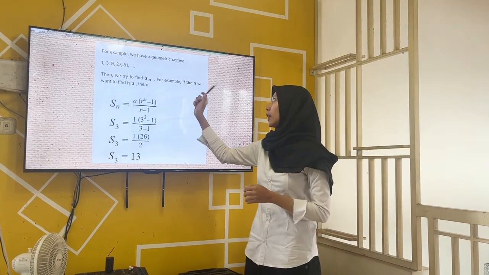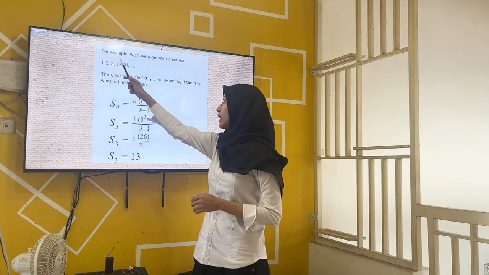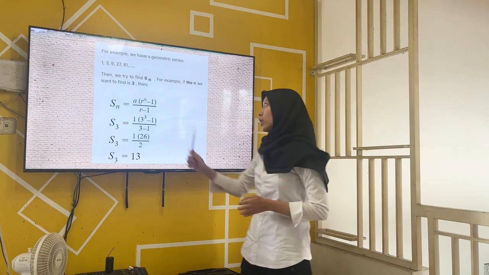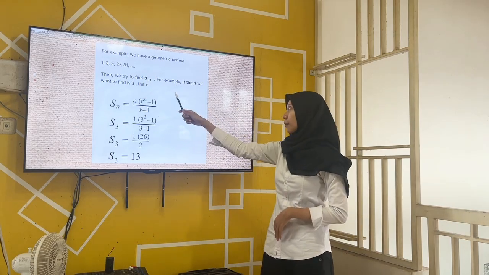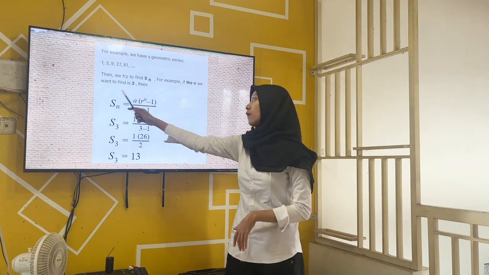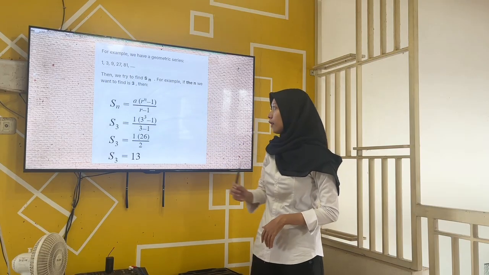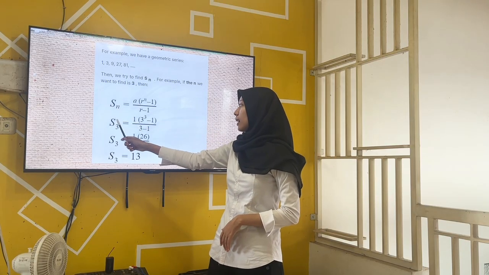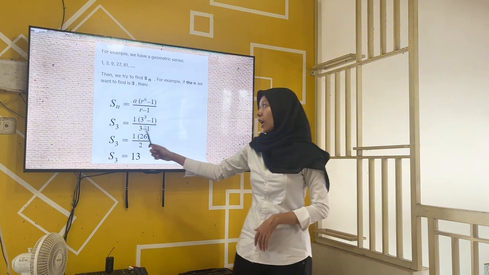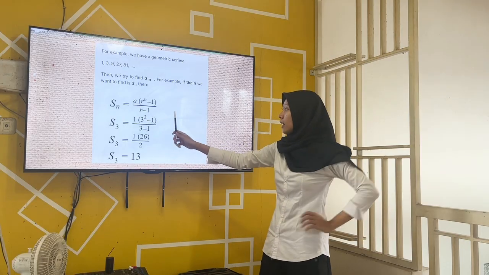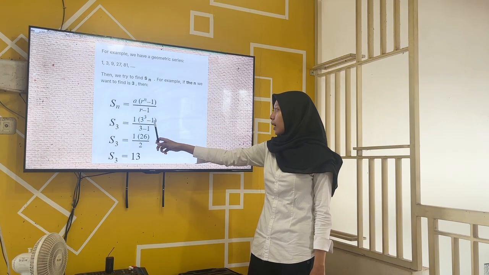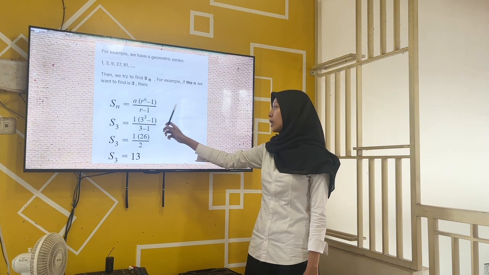For example, we have the geometric series 1, 3, 9, 27, and 81. Then we try to find S sub n. For example, if the n we want to find is 3, then we use this formula, and we have S sub 3 because we want to find 3. So S sub 3 equals a, and this a is 1, multiplied by 3 to the power of 3 minus 1.